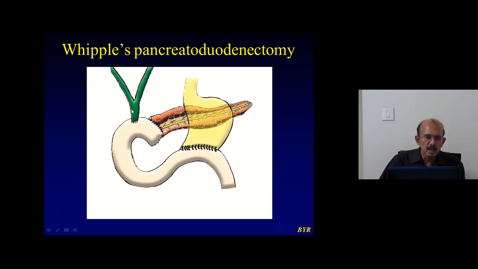Then anastomose the common hepatic duct to the jejunum as end to side. Then, after these two anastomoses are done, anastomose the stomach to the jejunum. So these three are anastomosed to the jejunal loop. So their secretions now will flow into the jejunum. So this is how the pancreaticoduodenectomy operation is performed.